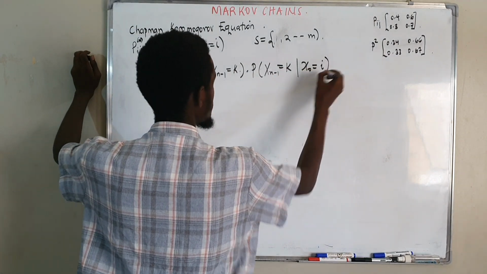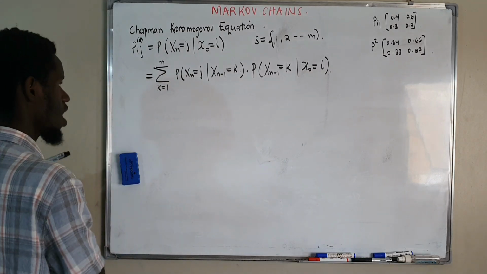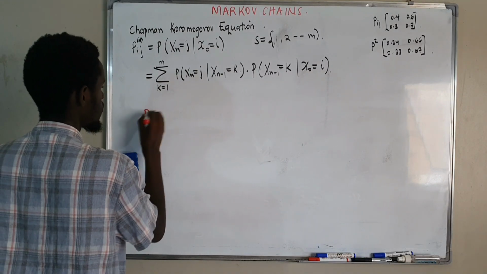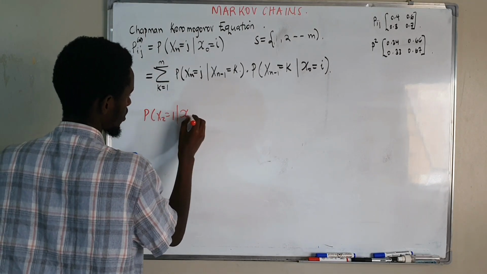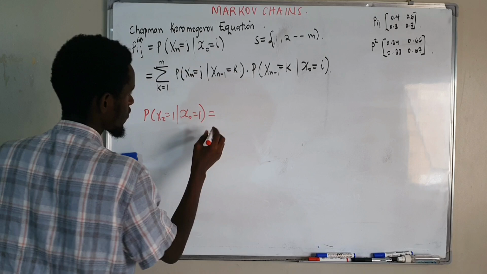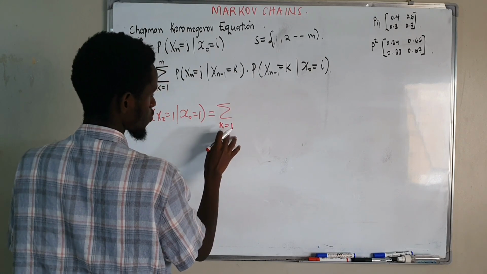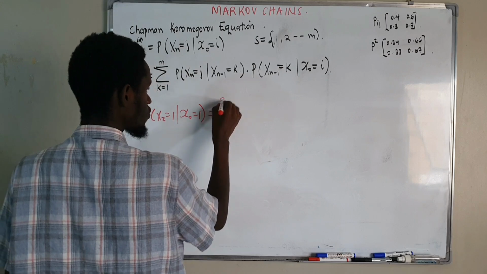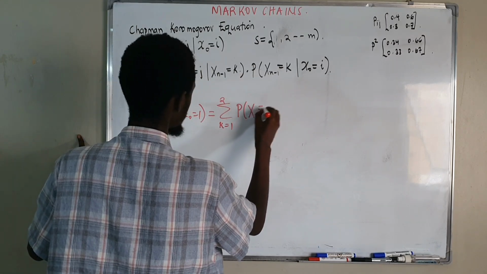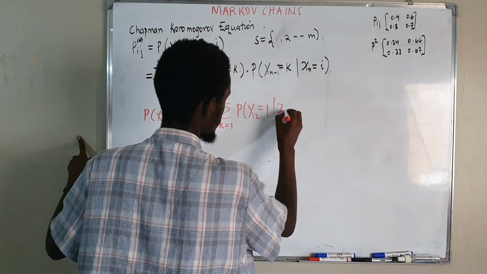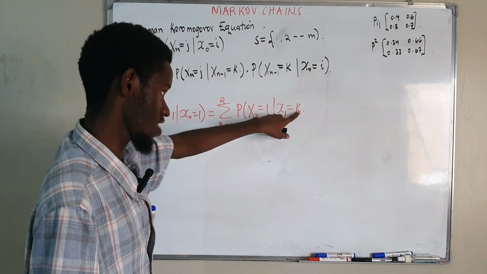For the past example we have been doing, it was the probability of X_2 equaling 1, given X_0 equaling 1. This is the same thing as the summation from k equaling 1 to 2, because we had 2 states, so k is 1 and 2, times the probability of X_2 equaling 1, given X_1 equaling k, because X_1 can take on either 1 or 2.